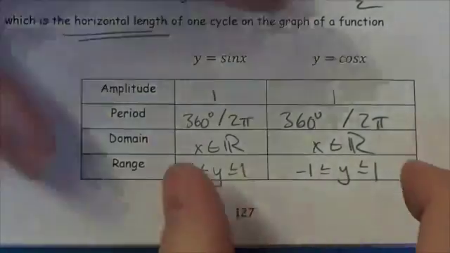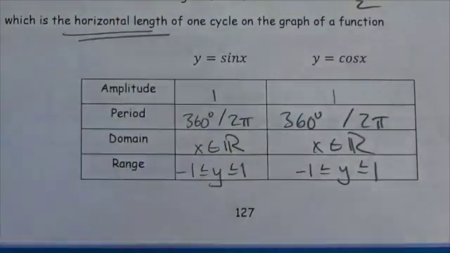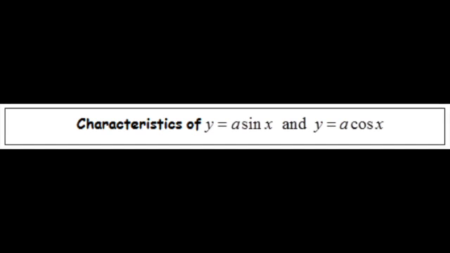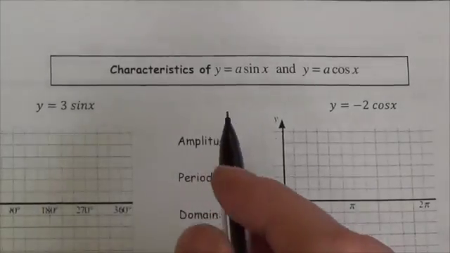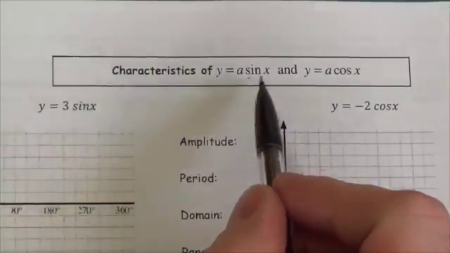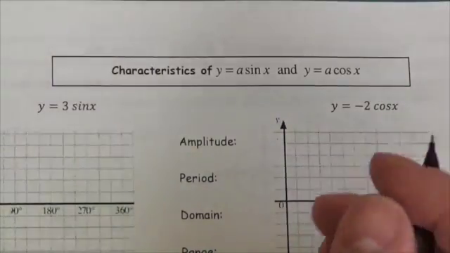This right here, everybody, these are the basic properties of those two sinusoidal functions. The characteristics of a sine x and a cosine x. So now what you need to know here is that when we talk about sine of x or cosine of x, these are just functions.